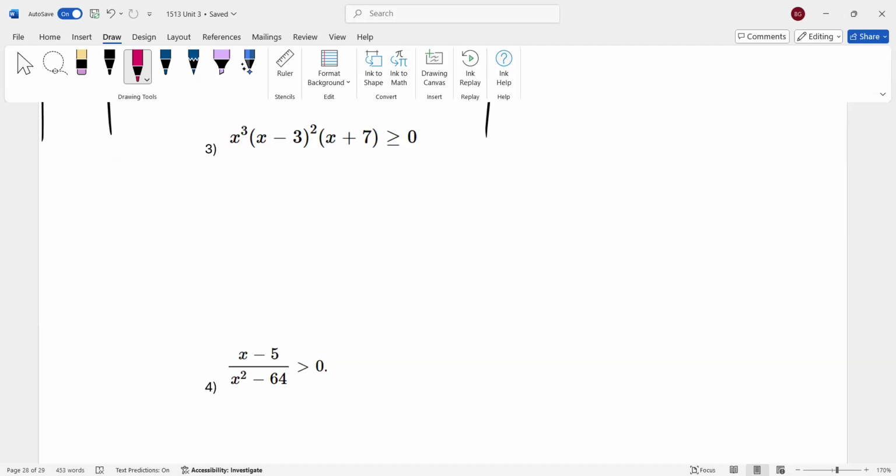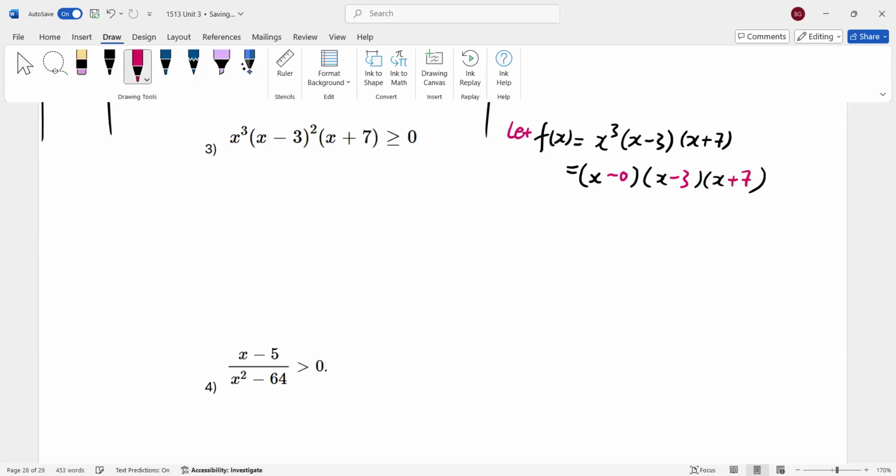So, this is a polynomial inequality, we let f of x be the left side, x cubed times x minus 3 times x plus 7. It's not exactly necessary, but I'd like to write the factors like this, if you don't mind. And we also have a cube, third power, on the first factor. This way I can easily identify the zeros of the polynomial function.